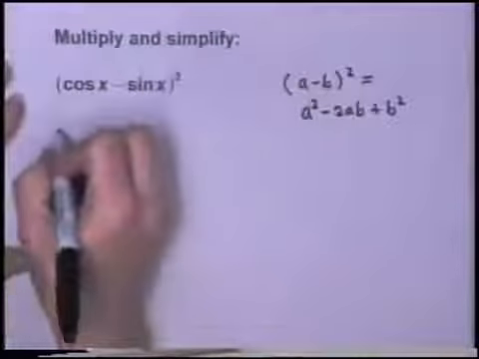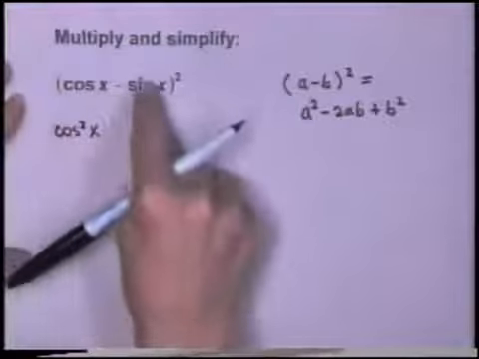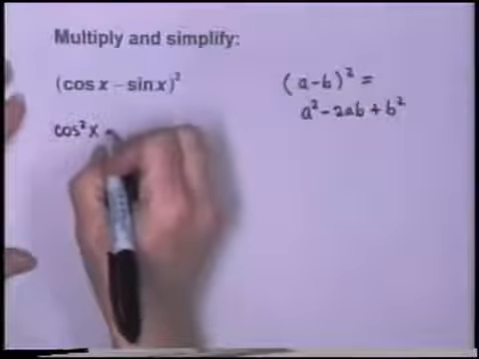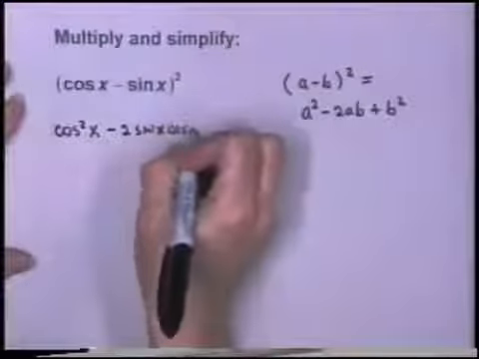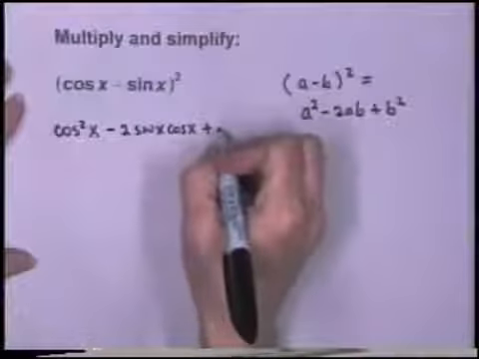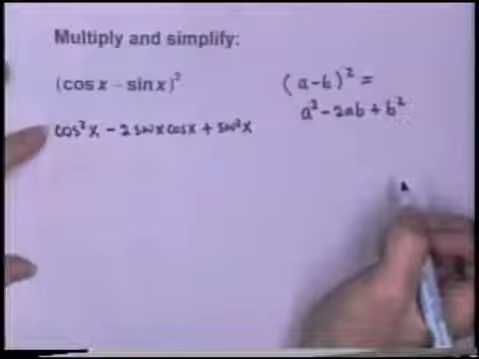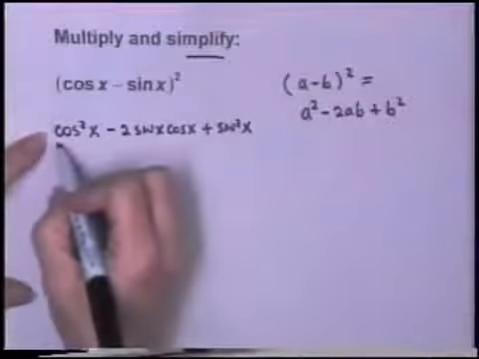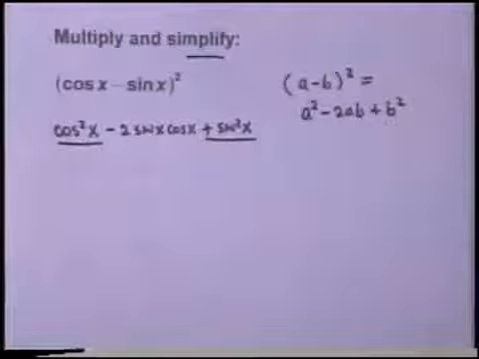So if I square my first term, I have cosine squared x. Then we're going to multiply these two terms and double the answer. So a minus sine times a cosine doubled is minus 2 sine x cosine x. And then finally, we're going to square this last term. If we square a negative, we get a positive sine squared x. So we've done the multiplication. Now we need to simplify. To simplify this, do you see this cosine squared x plus sine squared x right here?